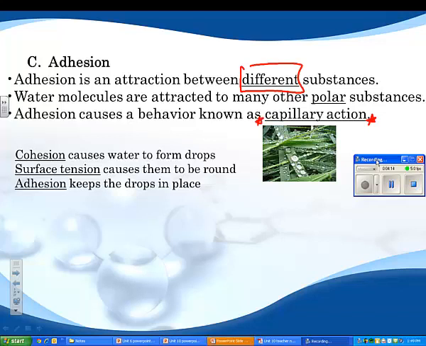But when that happens, it means that water is more likely to bond and be attracted to the container rather than itself. For one reason or another, it wants to be with something else other than itself. So cohesion causes the water to stick together to form drops. Surface tension causes those drops not to break and stay round, and adhesion keeps them in one place. And that's what this little picture is showing you down here.